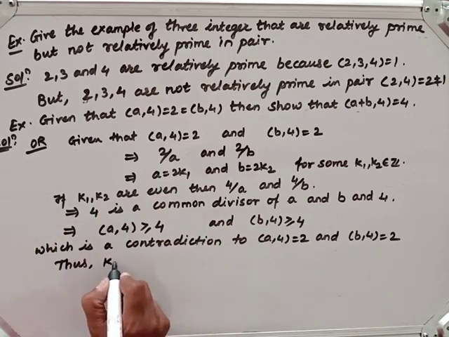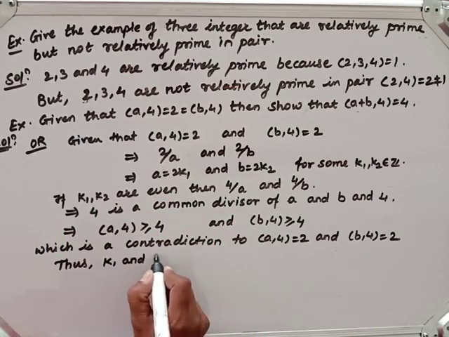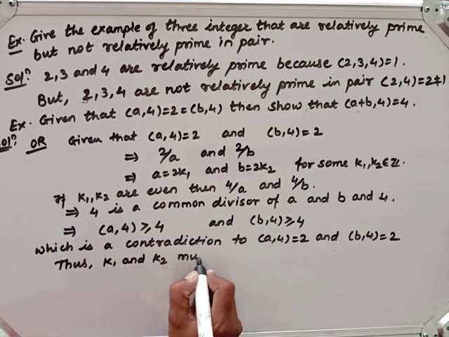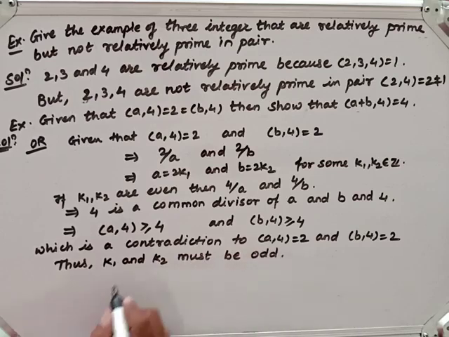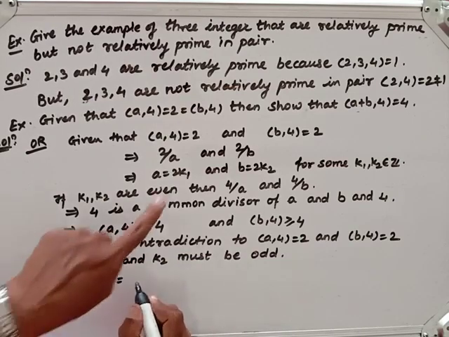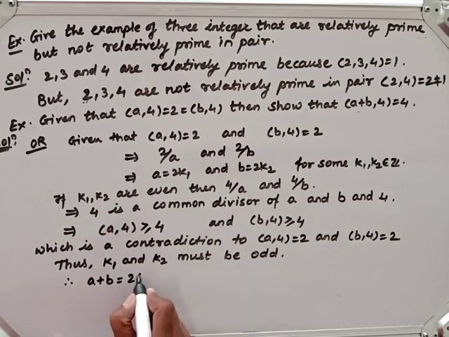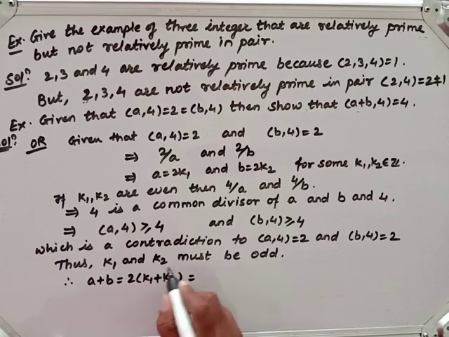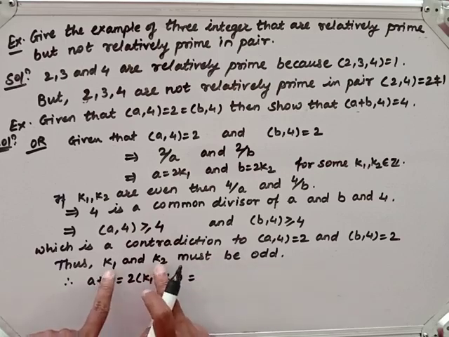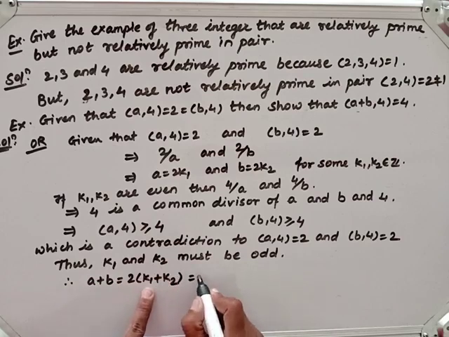Thus, k1 and k2 must be odd. So, as k1, k2 are odd, therefore, what is a plus b? From here, a plus b is 2 times k1 plus k2. It will be 2k1 plus 2k2. We can take 2 common from them. So, k1, k2 odd, but k1 plus k2 will become even. So, it can be written as 2 into 2k.